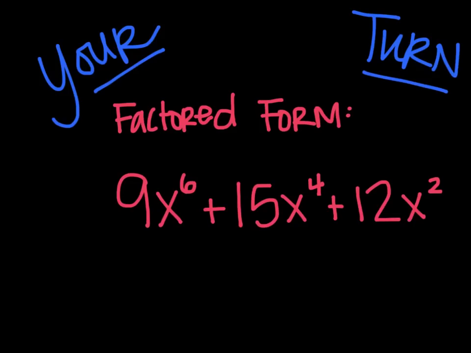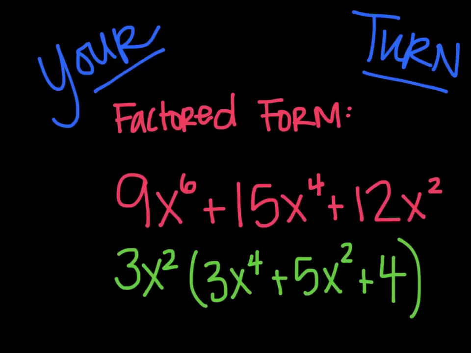Your turn. Please give me the factored form of this problem. So you're going to have to find the GCF first and then factor that out from each term. Show all your work, please. All right, you should have gotten the greatest common factor to be 3x squared, and then the answer is in green for you. If you did not come to that conclusion, either figure it out on your own or ask in class.